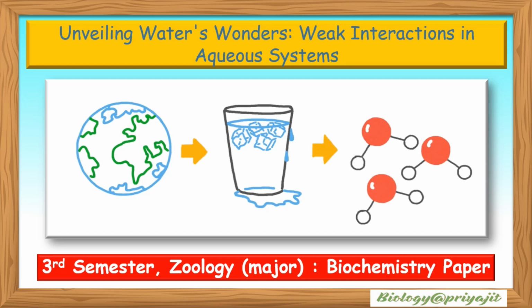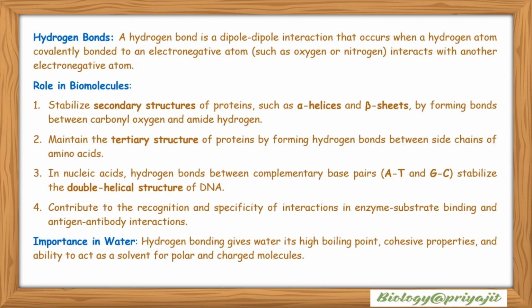These interactions collectively enable biomolecular folding, assembly and interactions essential for life processes. The major types of weak interactions include hydrogen bonds. Hydrogen bonds are basically dipole-dipole interactions involving a hydrogen atom covalently bonded to an electronegative atom, that is either oxygen or nitrogen, and another electronegative atom.